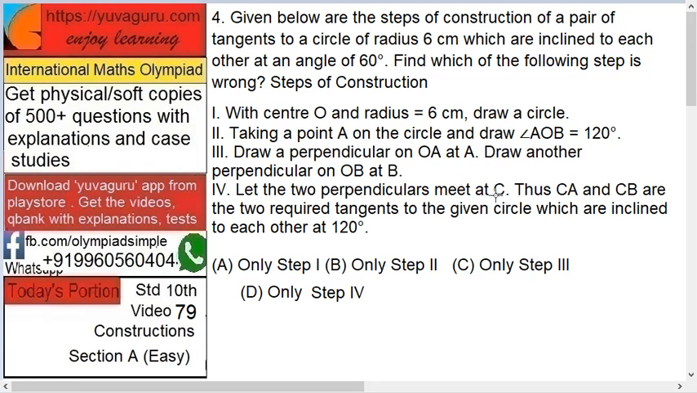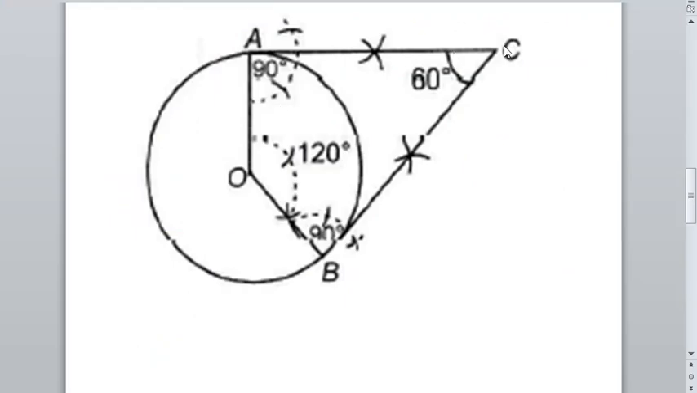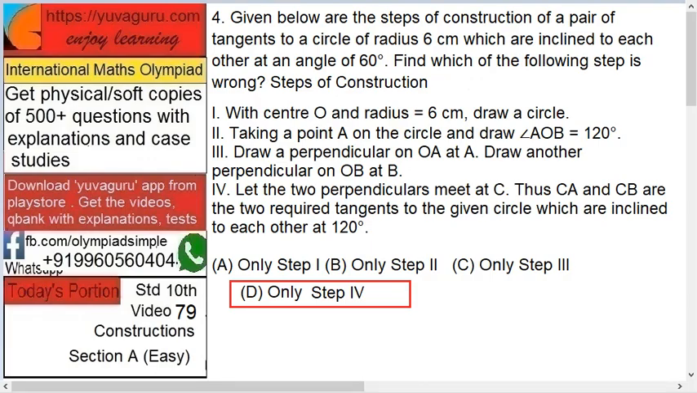Let the perpendiculars meet at C. Then CA and CB are the two required tangents to the given circle which are inclined to each other at 120 degrees. Now this is wrong. It's given that it should be at 60 degrees. So step 4 is wrong. Right, see, these meet at C, so they should be inclined at 60 degrees. Step 4 is wrong.